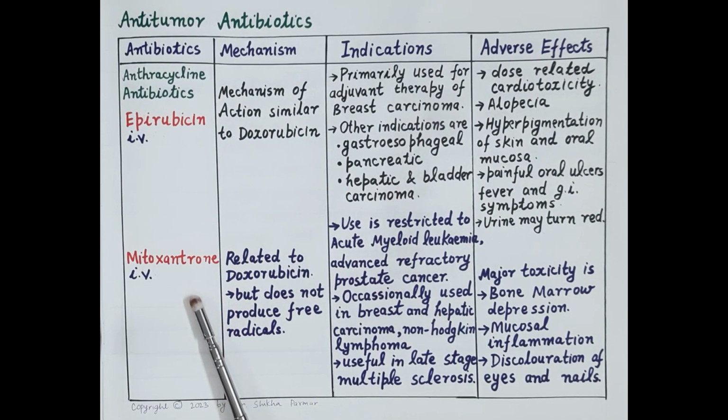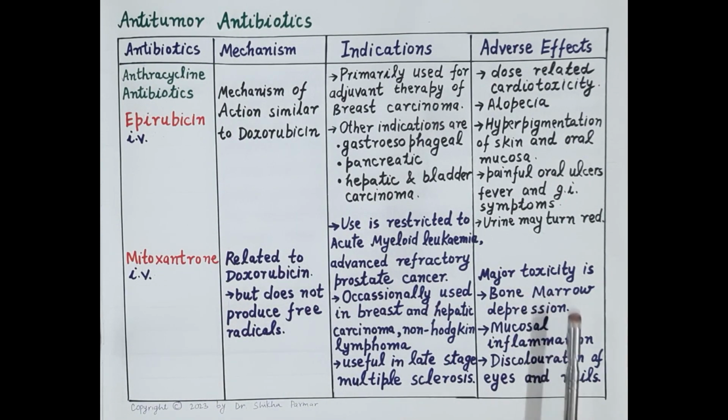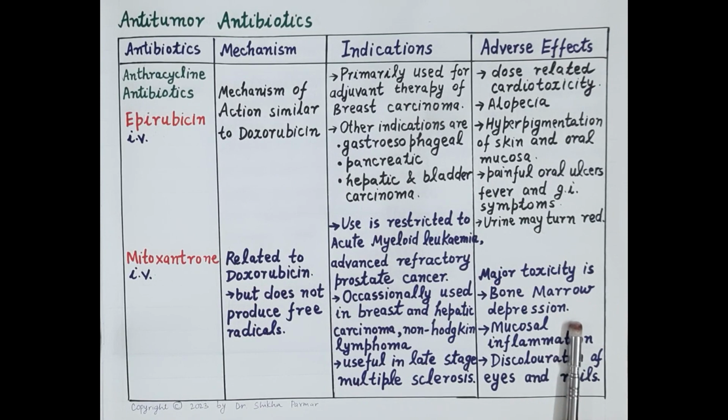Then toxicity of mitoxantrone. Now major toxicity is the bone marrow depression and mucosal inflammation. It can also cause discoloration of eyes and nails. So this is the pharmacology of mitoxantrone.